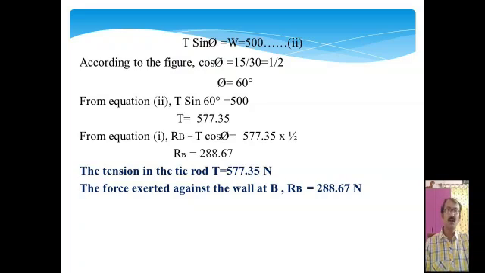Now from equation 1, Rb equals T cos phi, that is 577.35 into half. So finally the value of Rb, the reaction force, is 288.67. The tension in the tie rod, T equals 577.35 Newton, and the force exerted against the wall at B, that is Rb, the reaction force, is 288.67. Okay, thank you.